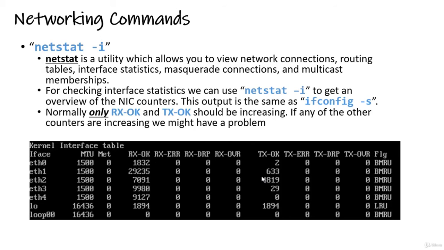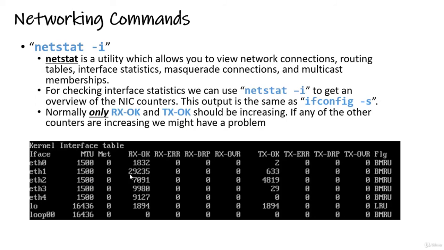It is really useful when you're trying to figure out where you have problems in your networking. When you try to understand at what level you get drops and if you actually do get them. So normally only RX-OK and TX-OK should be increasing, like receive and transmit. It's basically normal packets that should come and go through the interface. If any other counters are increasing, we might have a problem.